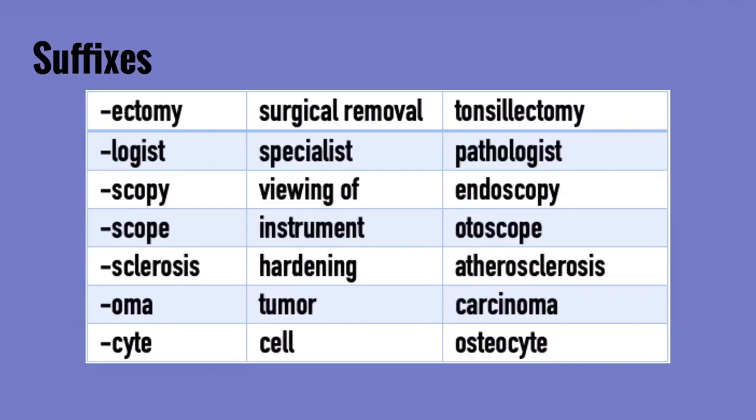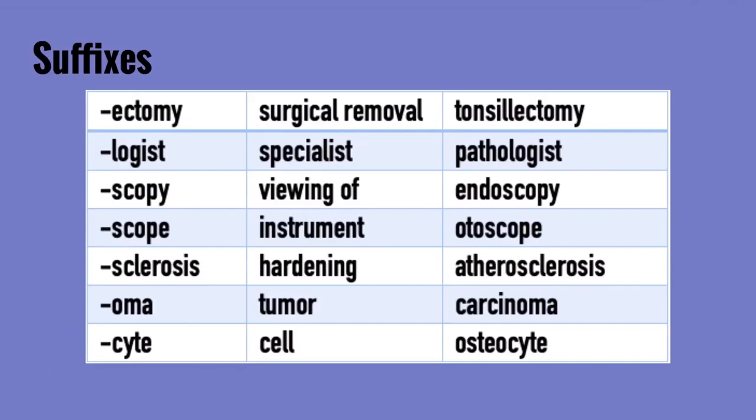So moving on to ectomy, that's the surgical removal of something. So a tonsillectomy would be the surgical removal of your tonsils. Logist or ologist is a specialist, so pathologist would be a specialist in pathology. A scopy is a viewing of something, so an endoscopy or a colonoscopy. Colonoscopy is going to be the viewing of your colon, whereas a scope is typically the instrument that's used to do the viewing. So an otoscope, if we combine that with what we learned earlier, would be an instrument to view the ears because oto is ears.